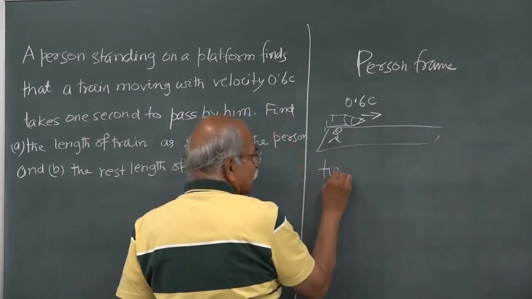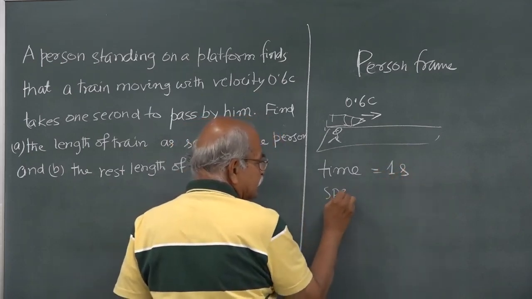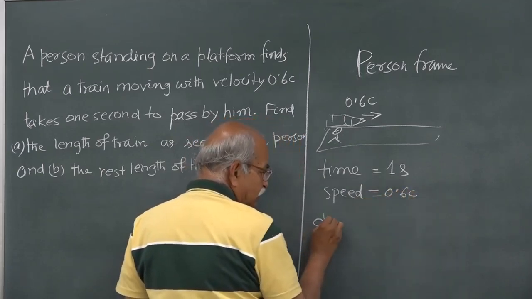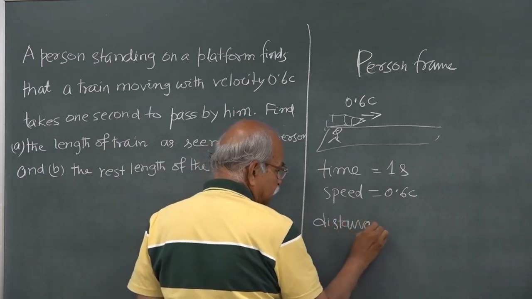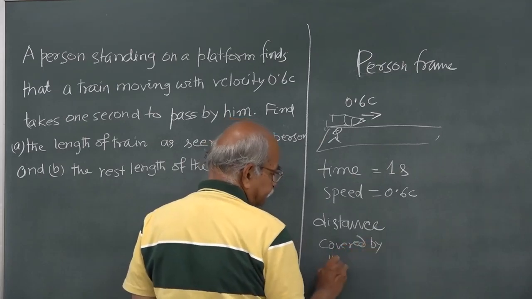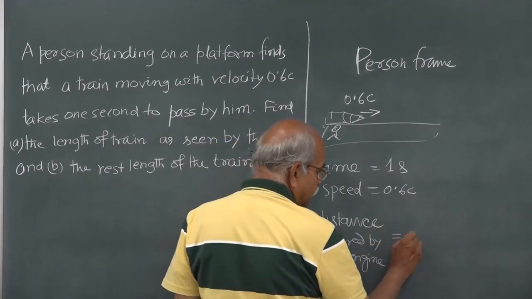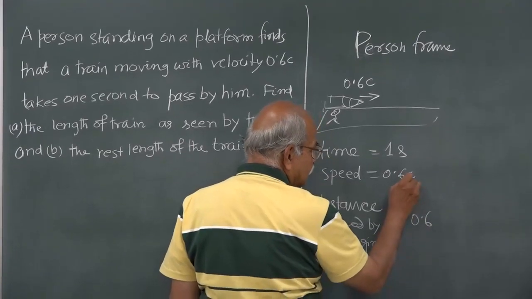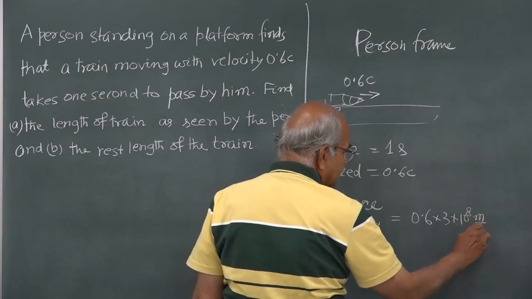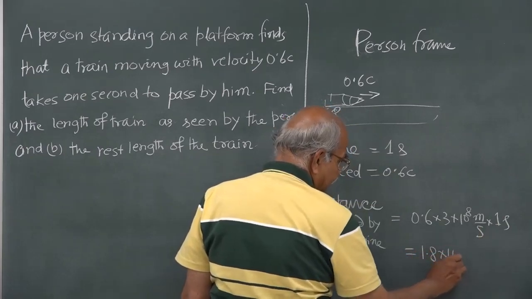So, the time taken is 1 second, and the speed is 0.6 c, and so the distance covered by the train or by the engine in 1 second will be equal to 0.6 c times 1 second. So, 0.6 c is 1.8 into 10 power 8 meters per second, multiplied by 1 second. So, it is 1.8 into 10 power 8 meters.